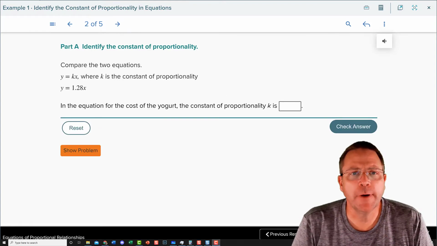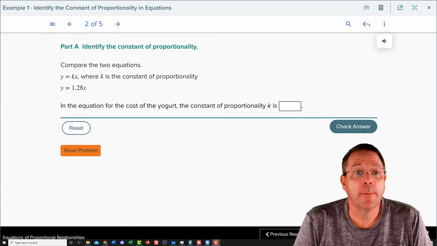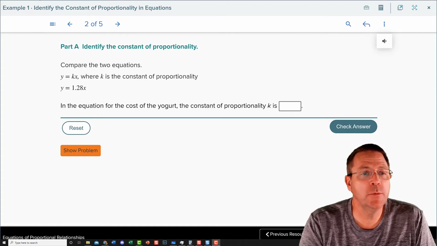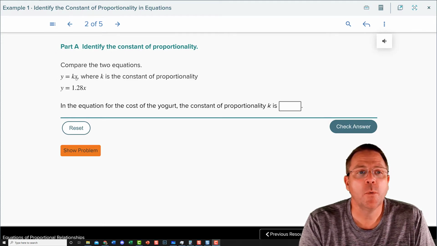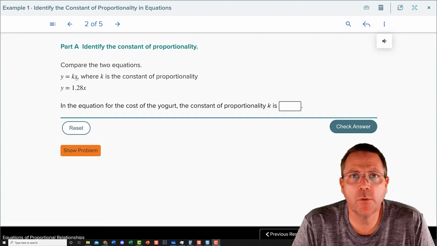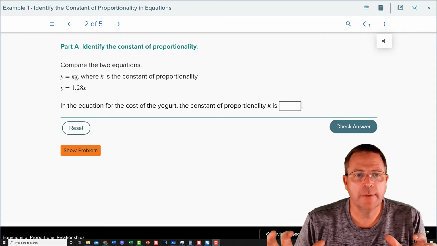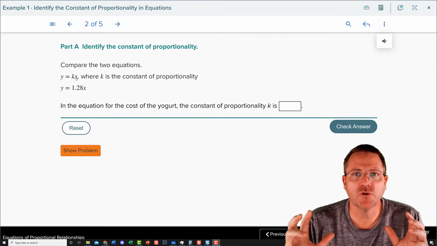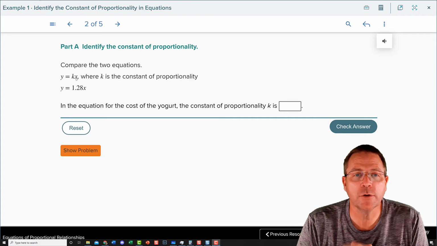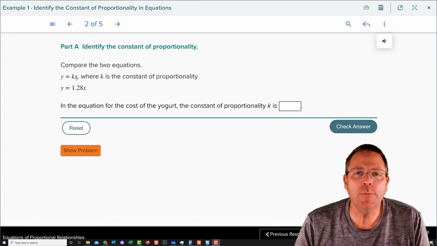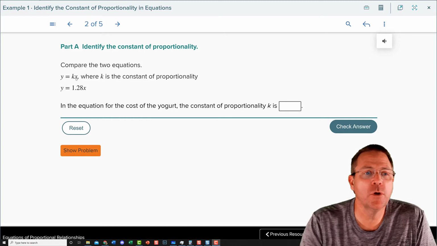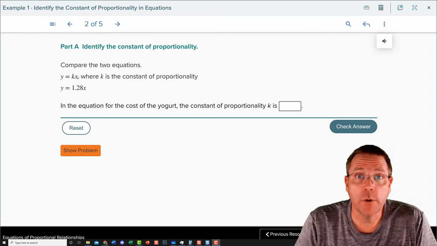Plan A, identify the constant of proportionality. Compare the two equations. y is equal to kx. Now I do want to emphasize something to you. This y equals kx you see right here, we call that the direct variation equation. Down the road you're going to hear a statement that says suppose y varies directly as x, or y varies directly with x. Anytime you hear that statement, you're going to stop what you're doing and write y equals kx, because you're going to need it.